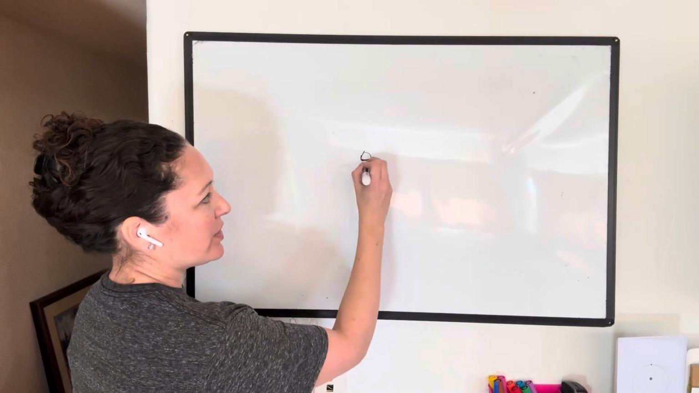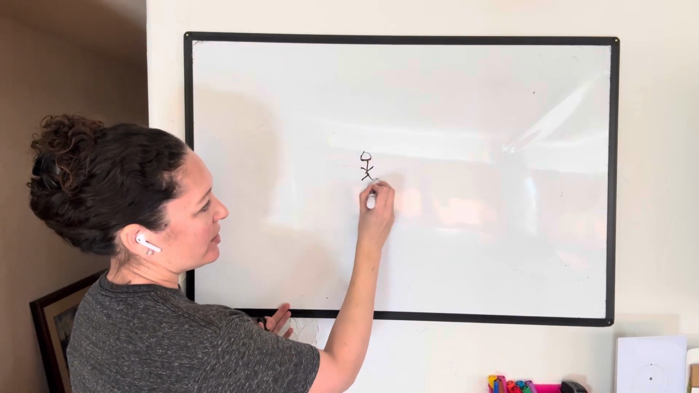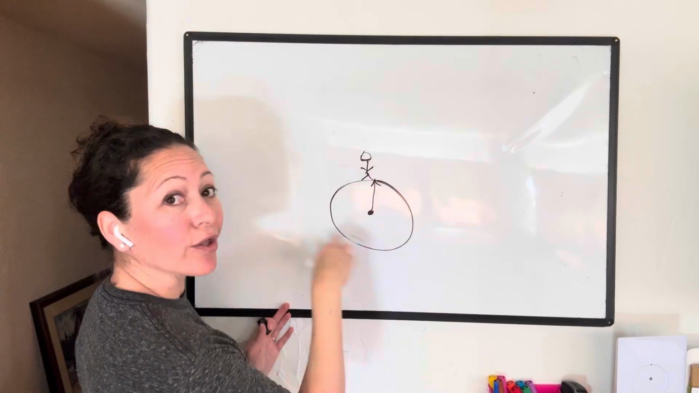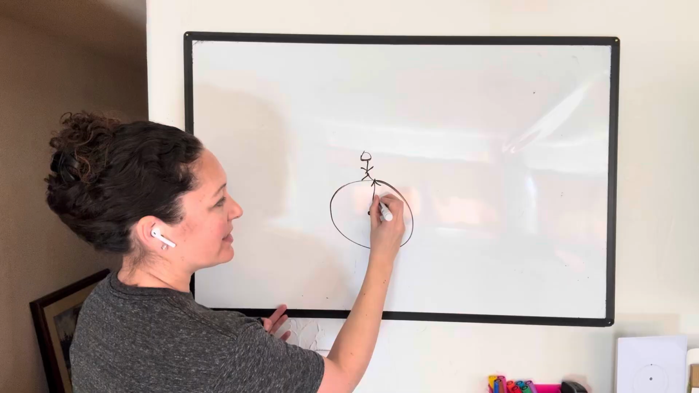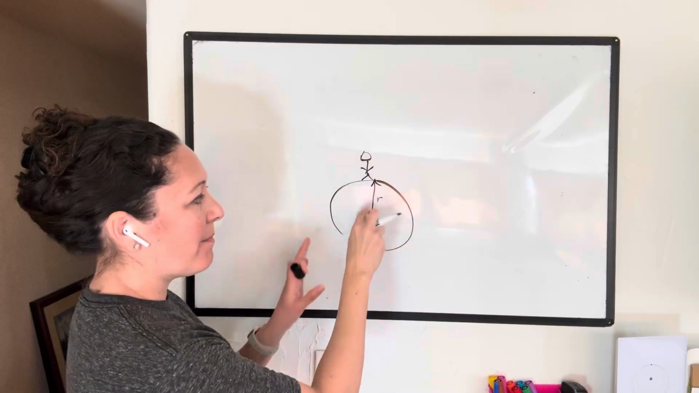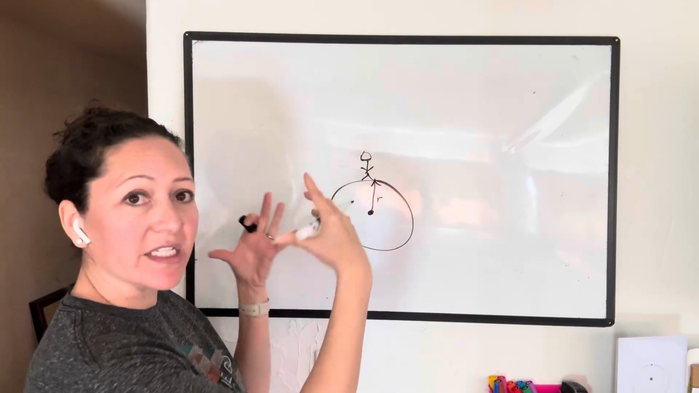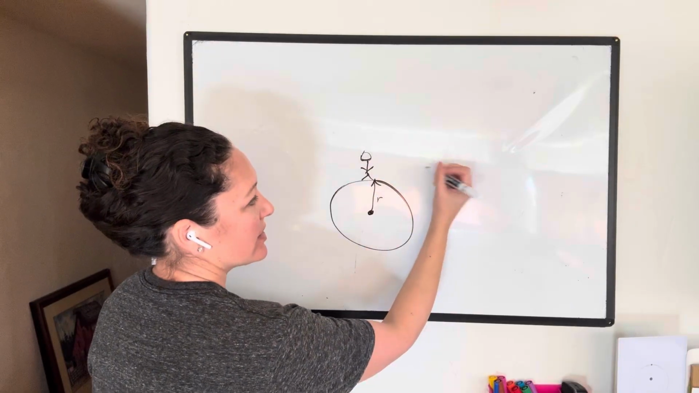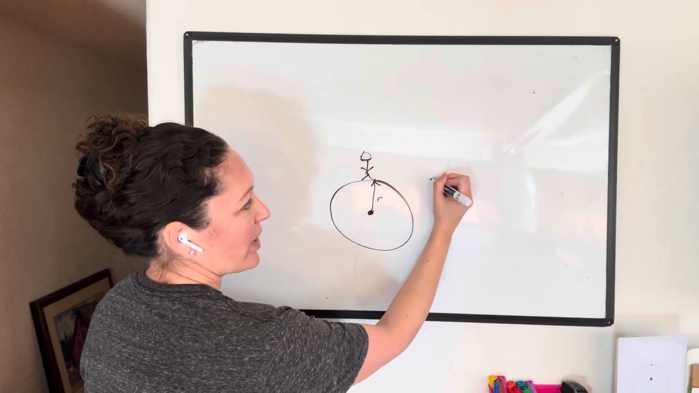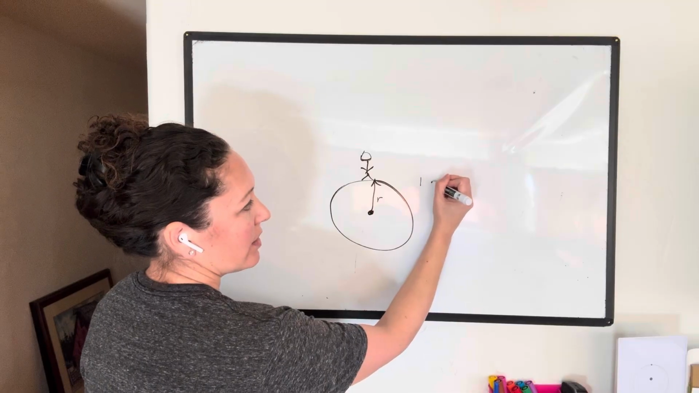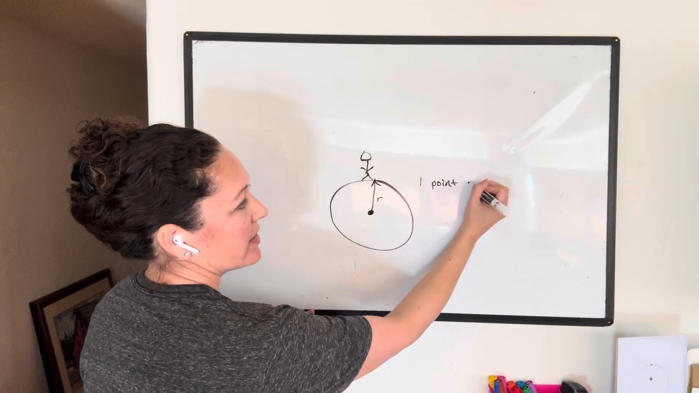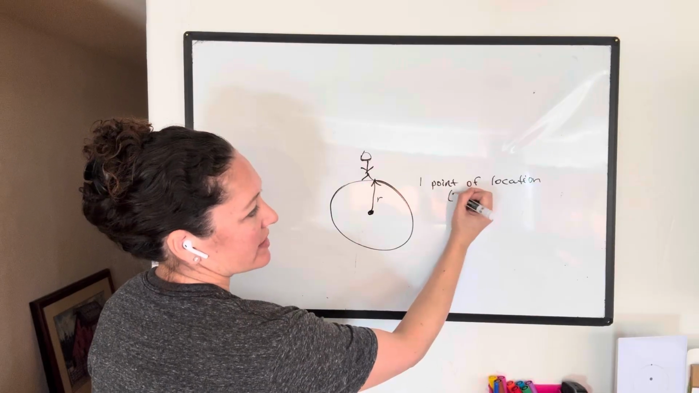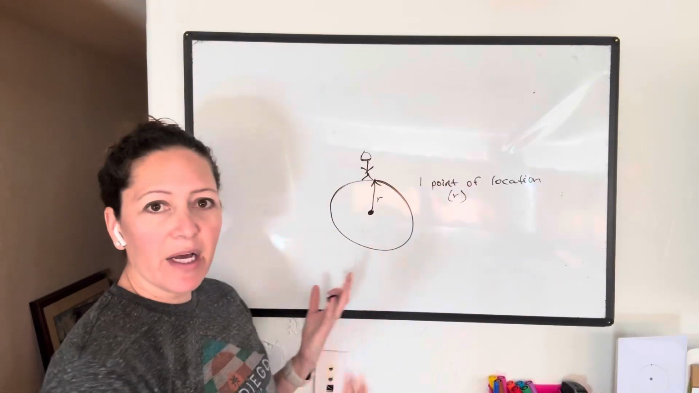Well, I told you you're meeting me, and here's me, and this is the earth. I'm on the earth, and this is my radius. So my distance from the center of the sphere of earth is 1 point of location. So I have my 1 point here, 1 point of location, which is my radius.